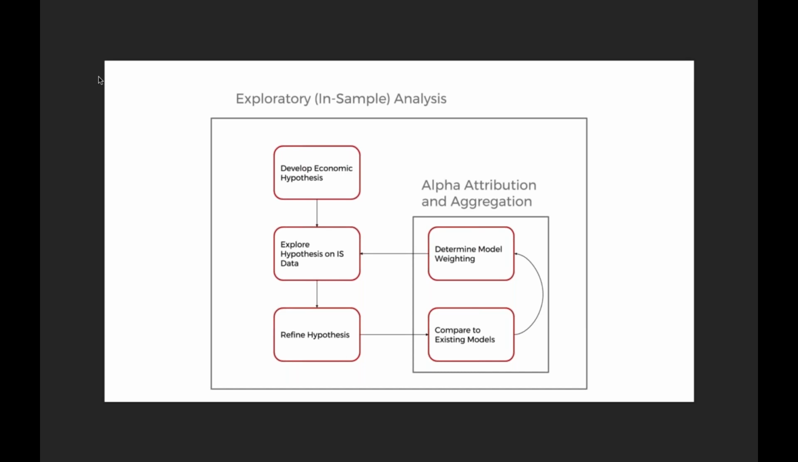Rarely is one model going to be enough. Generally these days, individual models that you come up with will have some predictive capacity, but the signal to noise ratio is going to be pretty low.